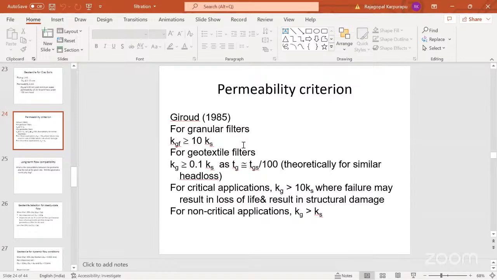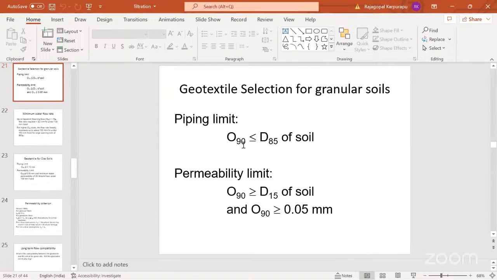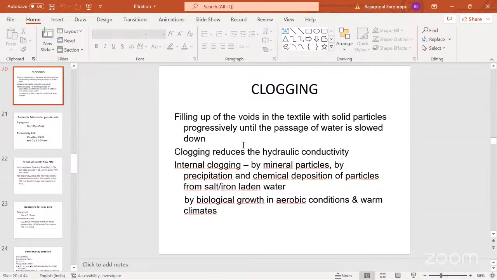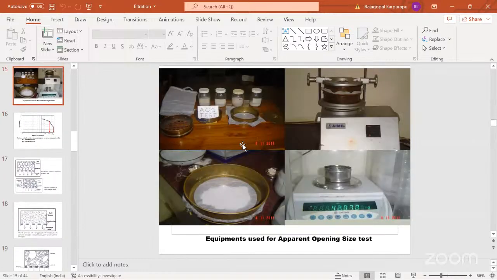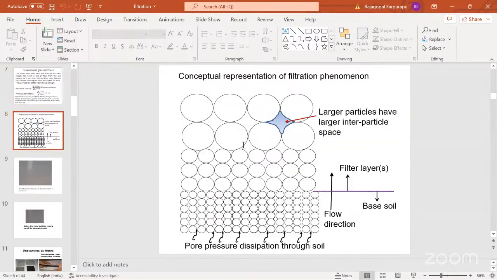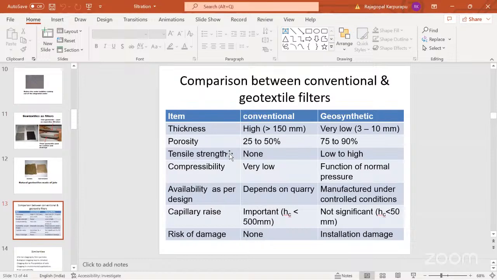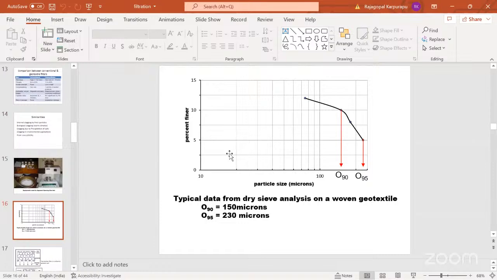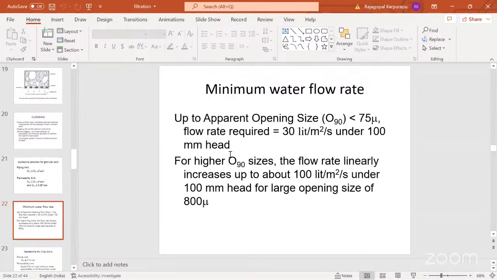Actually, D95 is also a significant factor, and there are some papers that work with D95, but D90 and D95 are used. For D95, it was given as D95 less than or equal to 2.5 of D85. That is another criterion.